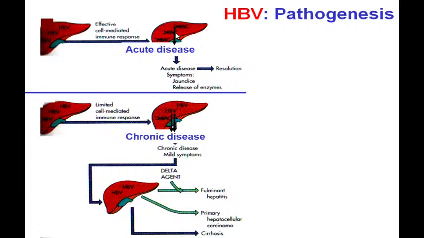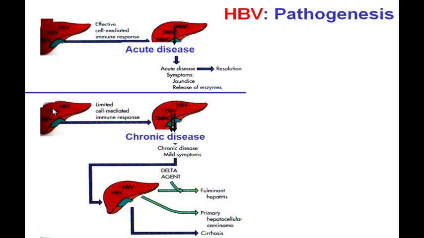But then, together with this, it will lead to virus elimination from the liver. So what kind of disease do we have? Acute disease with quite severe symptoms, with jaundice, with the release of liver enzymes into the blood, but then the outcome of this disease will be most probably resolution of the disease. That's one type.